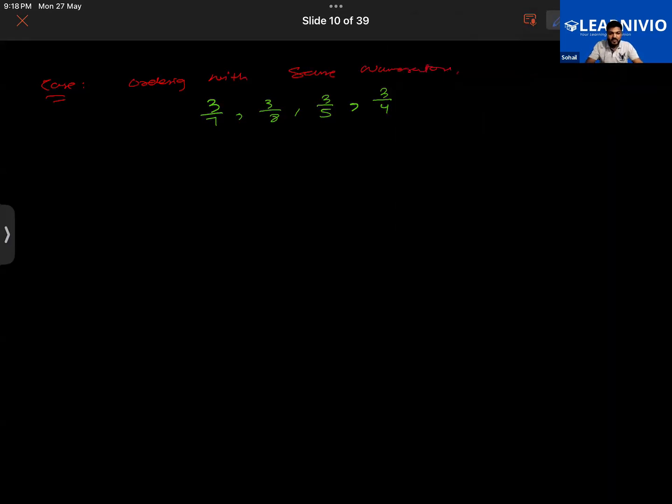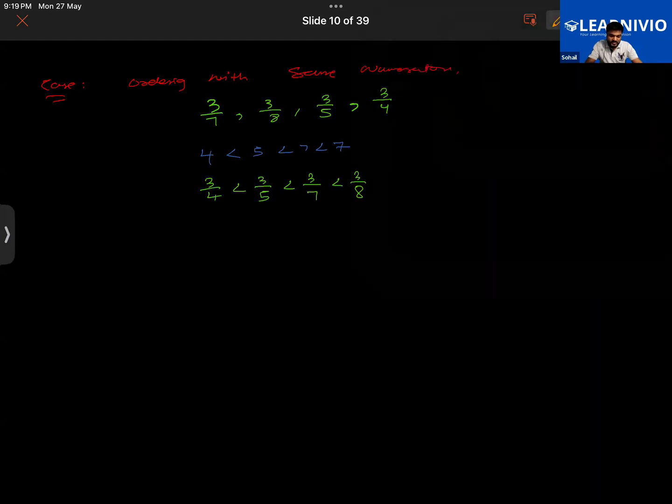So in this case, what are you going to do? Here, clearly the numerator is 3 in all the fractions. So you will be comparing the denominators. Upon comparing the denominators, you find out that they are in this order. So corresponding to the fractions to which these denominators belong, you will arrange them: 3 upon 4, then 3 upon 5, 3 upon 7, and then 3 upon 8. Getting it or not?